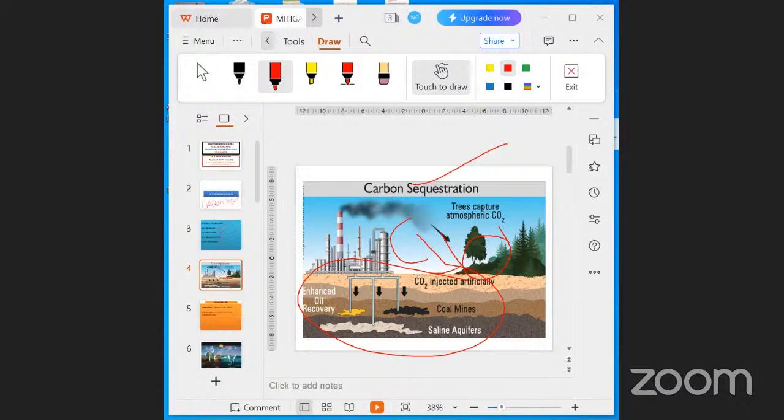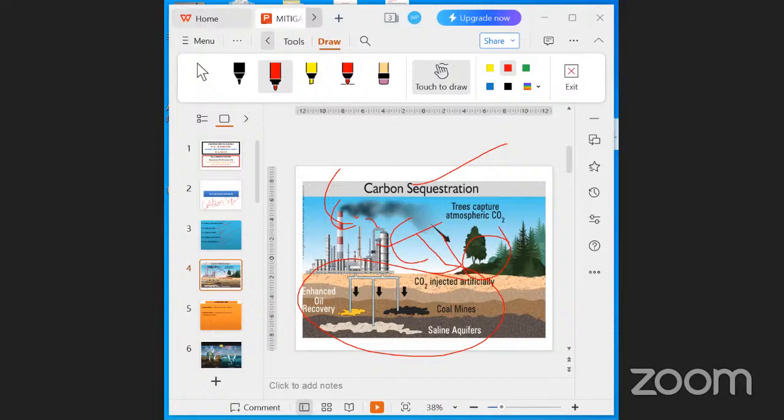So now what they're asking is a 5 marks question in your examination. What is carbon sequestration? Carbon sequestration is the process of capturing and storing atmospheric carbon dioxide. So it is a crucial method for mitigating the increase of carbon dioxide in the atmosphere, which is a significant driver of climate change, right?